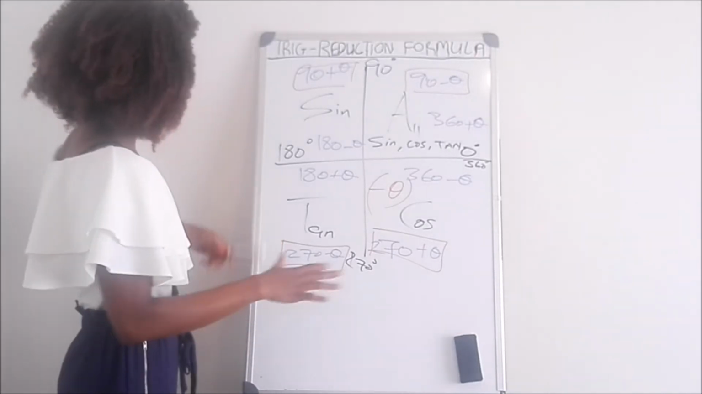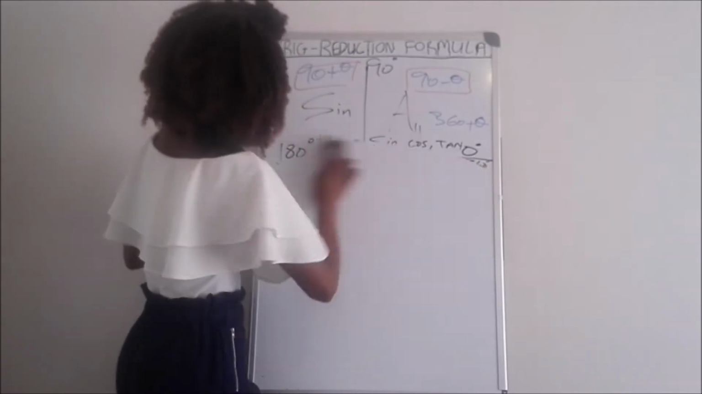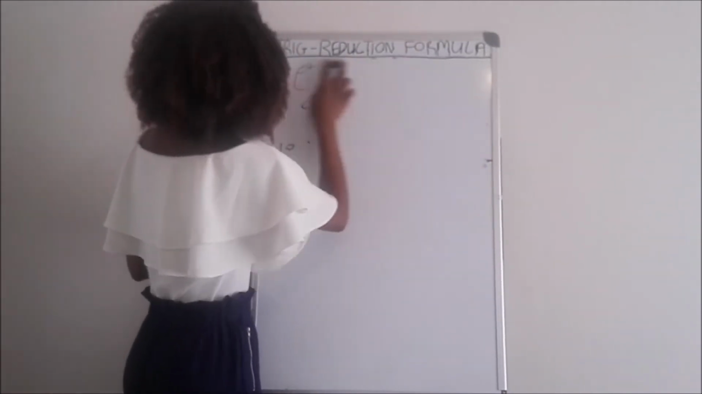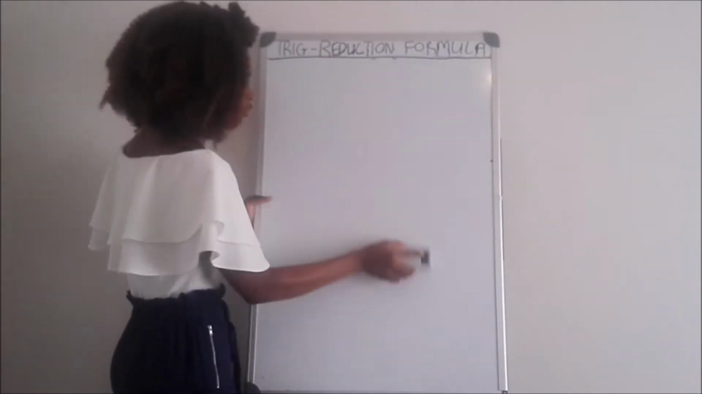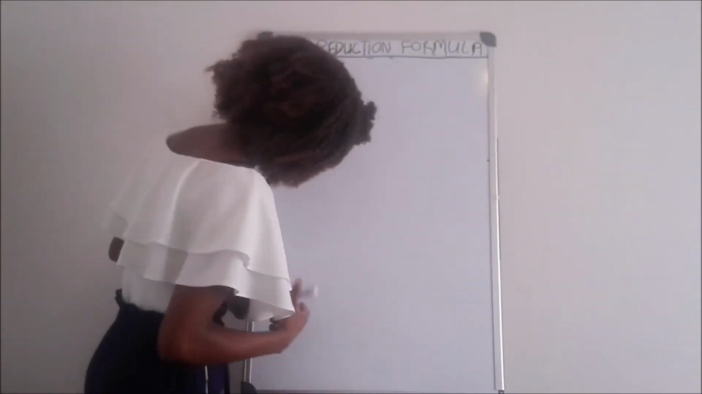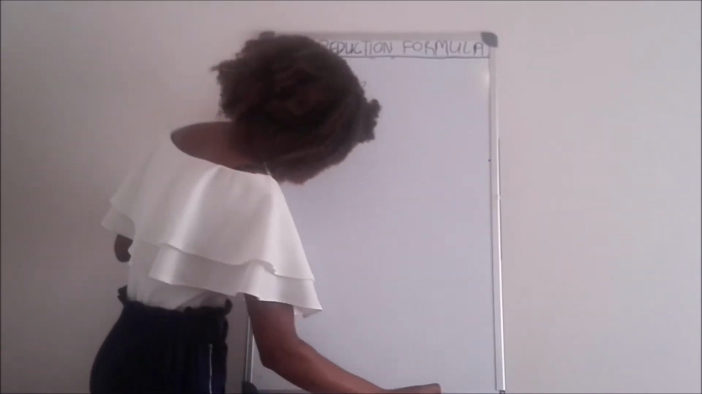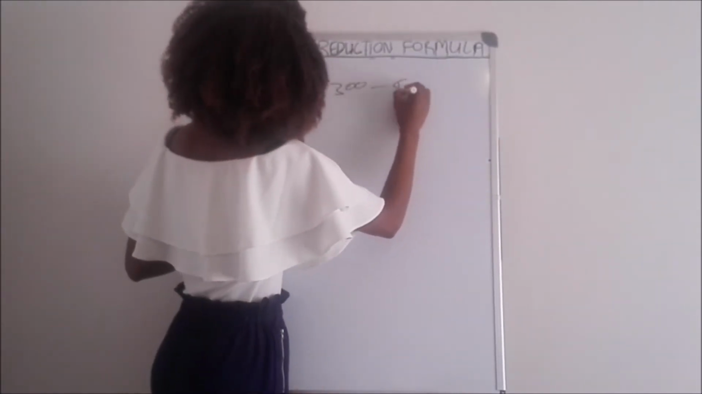Alright, then having done that, let's look at our first example and see how we can apply all this. The example that we'll do won't be dealing with variables, we'll be dealing with real numbers. Alright, the first example says cos 300 minus sine 150.